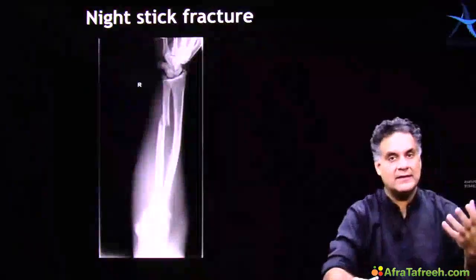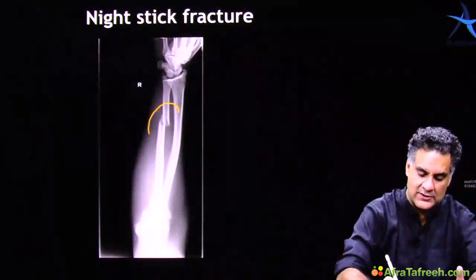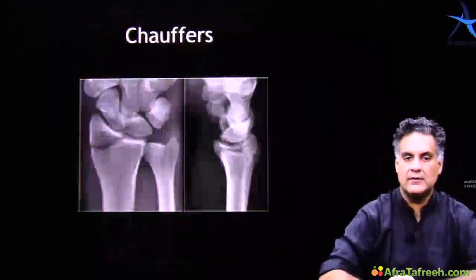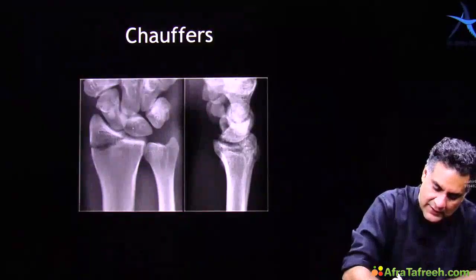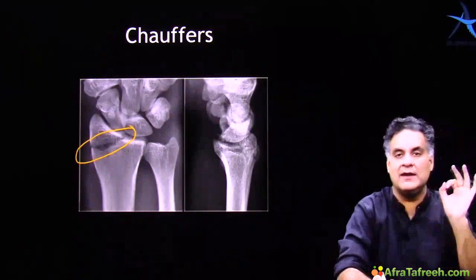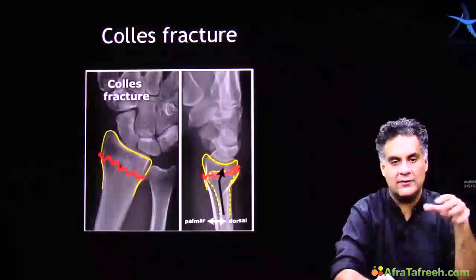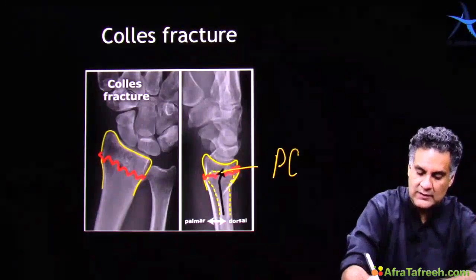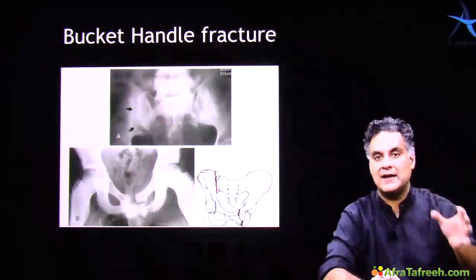Then you have the nightstick fracture, which is an isolated fracture of the ulna. It's because of the direct blow on the ulna. Then you have the Chauffeur's fracture, an intra-articular fracture of the radial styloid, a very commonly asked MCQ. Colles, I told you, is an extra-articular fracture with a posterior displacement. So posterior is Colles.